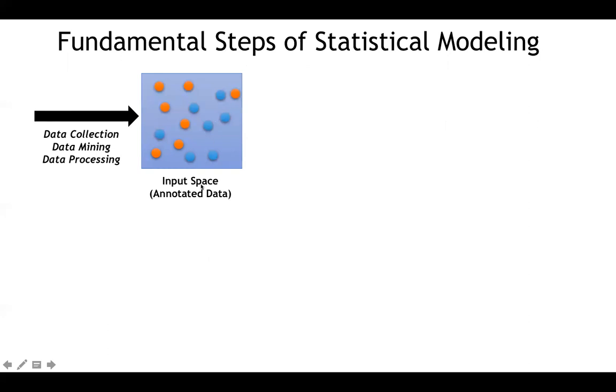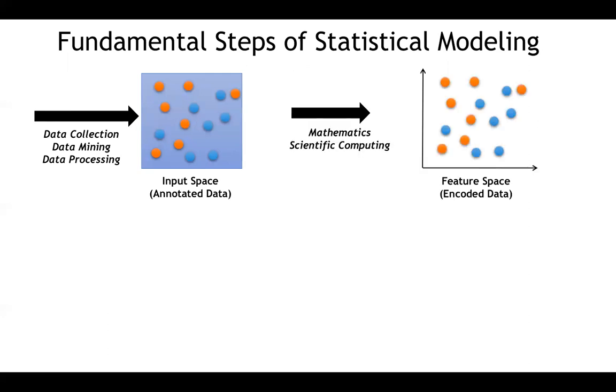And you can see this is annotated data. That means it's labeled data, and some data are of orange color, and some data is of blue color. And then you do scientific computing or mathematics, and then you have your feature space. So you transform the data into a feature space, which here is two-dimensional, and these are the properties. And so you can imagine that this data set has two features.